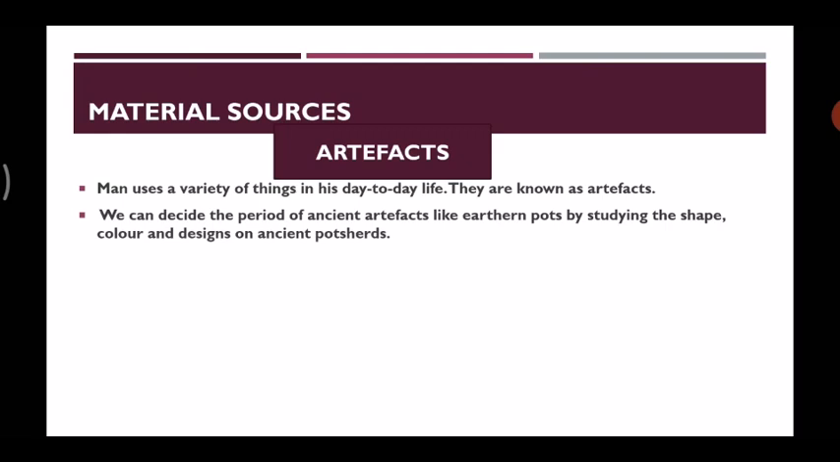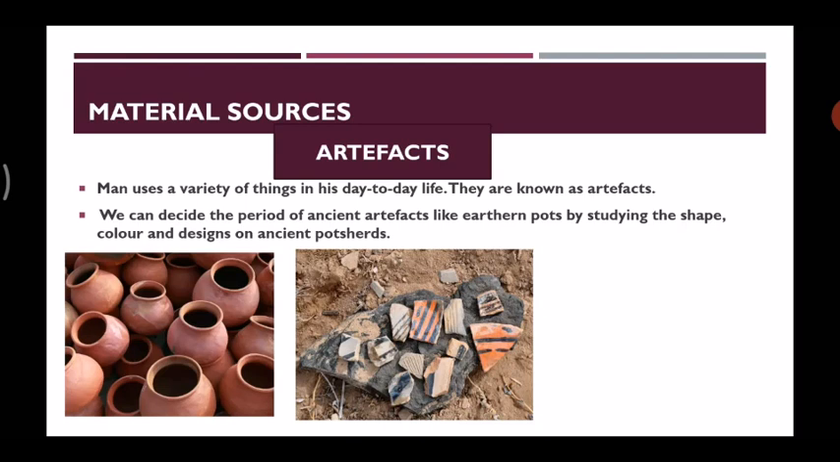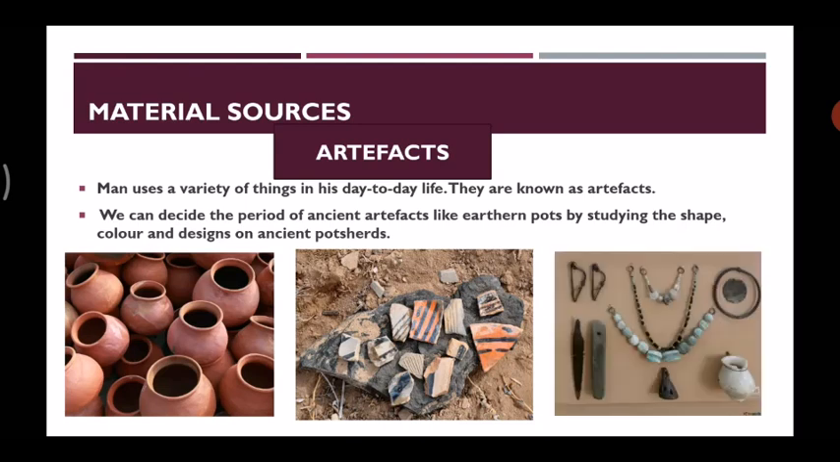We can decide the period of ancient artifacts like earthen pots by studying the shape, color, and design on ancient potsherds. Now, what are potsherds? Potsherds are nothing but the pieces of earthen or ceramic pots. There are also ornaments and other artifacts that throw light on the social interaction of the people in ancient times. So these types of physical sources or artifacts are known as material sources. They come under material sources.